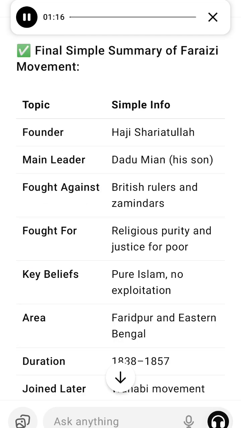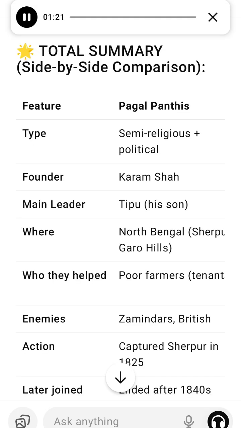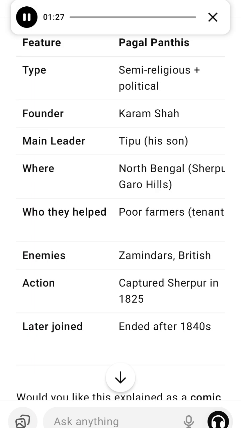Karam Shah's movement gave these poor tenants hope, guidance, and a community to resist injustice. 3. Who was Tipu, and what did he do? After Karam Shah died, his son Tipu became the leader of the movement.